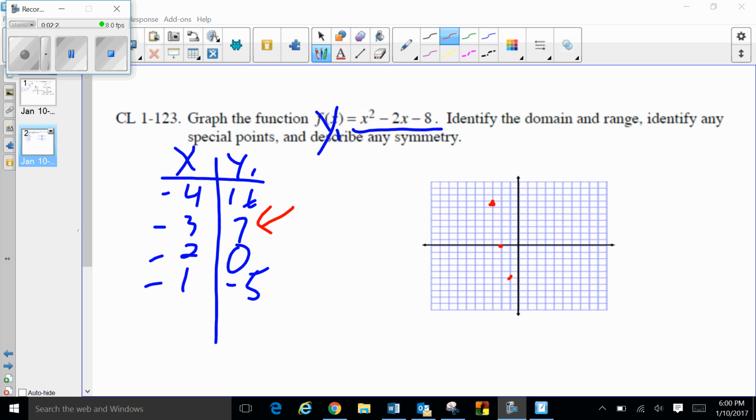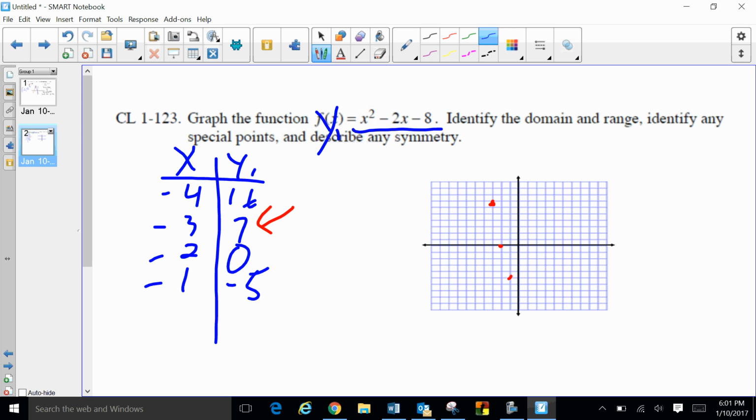Continuing on, I'd need some more points to put into my table. So I'd look back on my calculator and I can see that at 0 I have -8. At 1 I have -9. At 2 I have -8 again, and then it goes back up from there. So putting these points on my graph, 0, -8, 1, -9, 2, -8, and then one neat thing about parabolas is they are symmetrical.